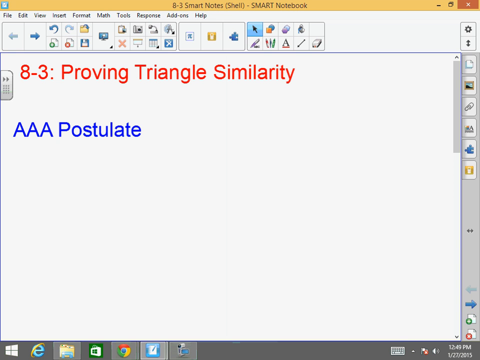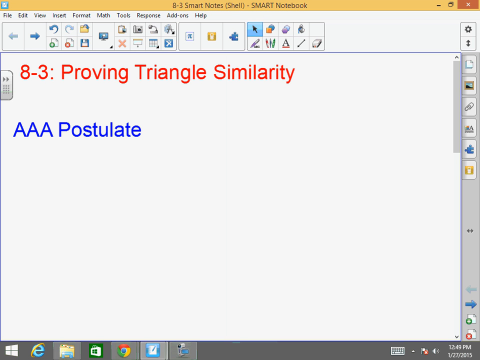Morrow's Honest Geometry class. Today we're going to be talking about proving triangle similarity. We already learned yesterday that similarity occurs when you have the same shape with different sizes, but the corresponding angles are congruent, and the corresponding sides are proportional. Okay? Today we're going to prove similarity.